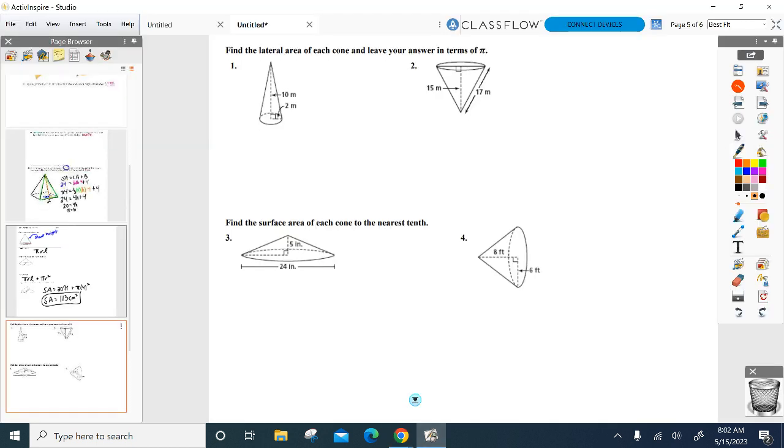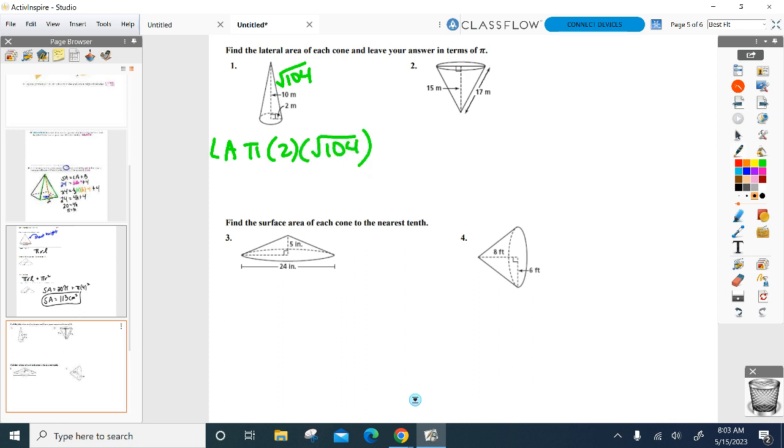Okay, first question. You did Pythagorean theorem, and hopefully the slant height came out to be square root of 104. Did it say simplest radical form? Nope. So you didn't need to bother breaking it down. It just said leave your answer in terms of pi. So your lateral area is pi times 2 times square root of 104.